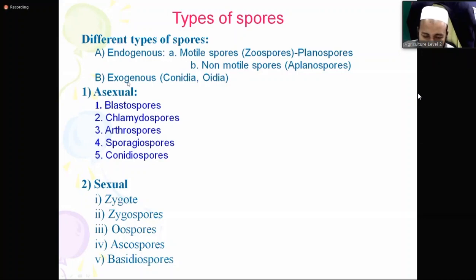Exogenous means the spore is produced outside, not in a sac. Sac means a bag.